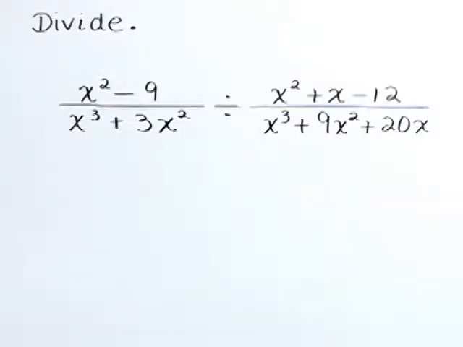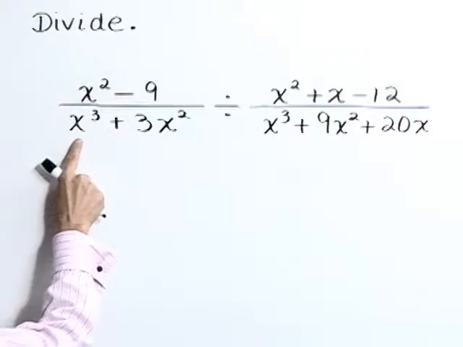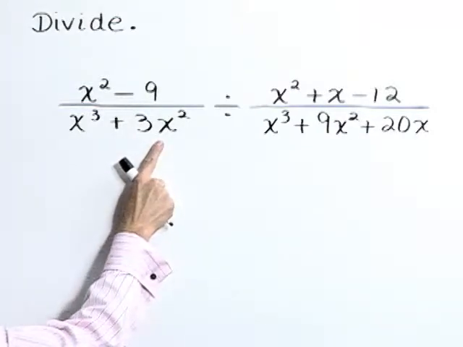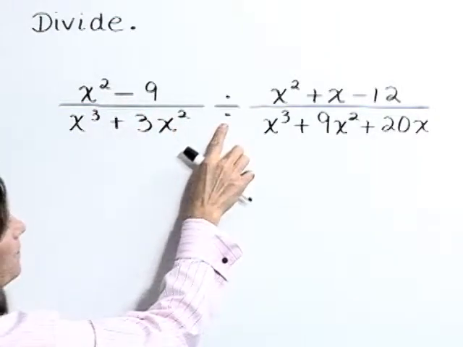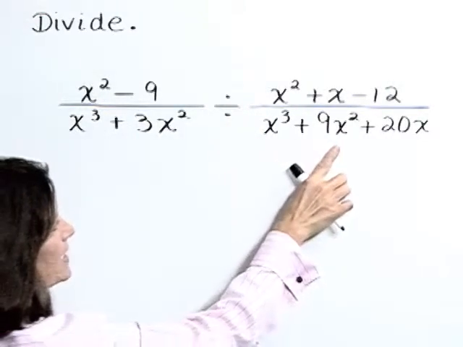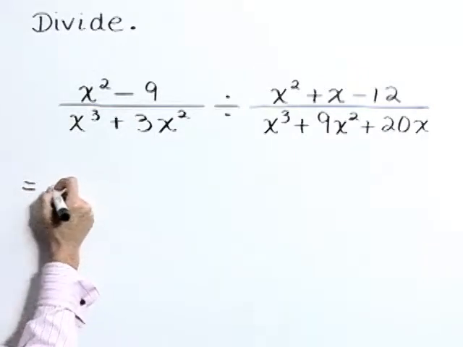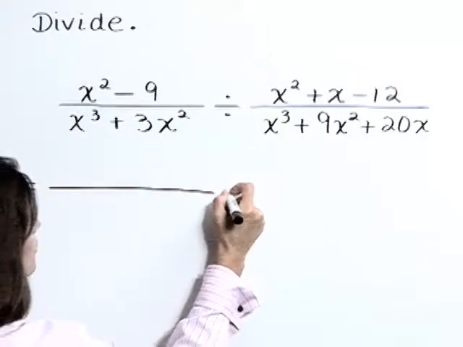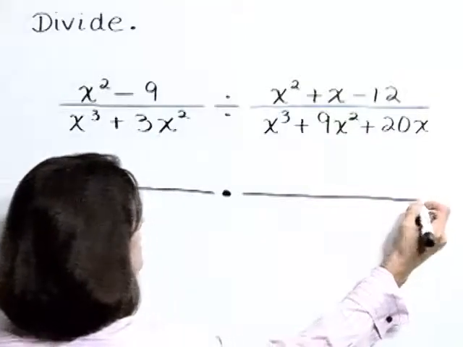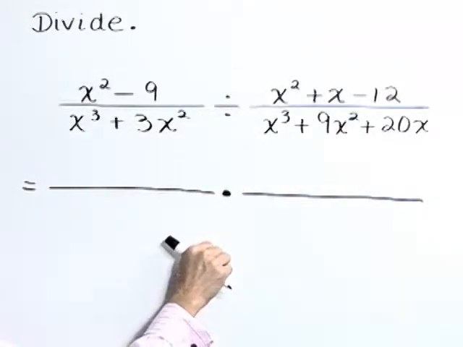Divide the rational expressions x squared minus 9 over x to the third plus 3x squared, divided by x squared plus x minus 12 over x to the third plus 9x squared plus 20x. Let's start by writing this as multiplication by multiplying by the reciprocal of this divisor.